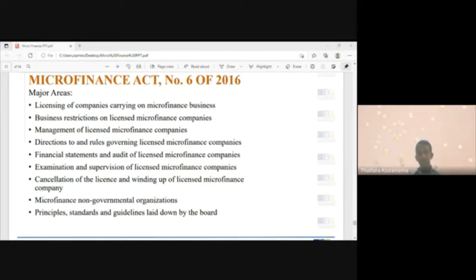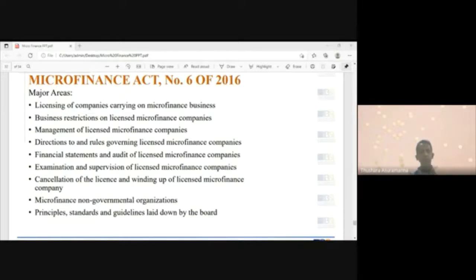It has been mentioned in the Act. Business restrictions on licensed microfinancing companies. So it says what you can do, what you can't do. So the functions we'll see in the next slide. So what type of activities you can undertake, what type of activities you cannot undertake. Management, how you undertake, how you run the management of the microfinancing company.